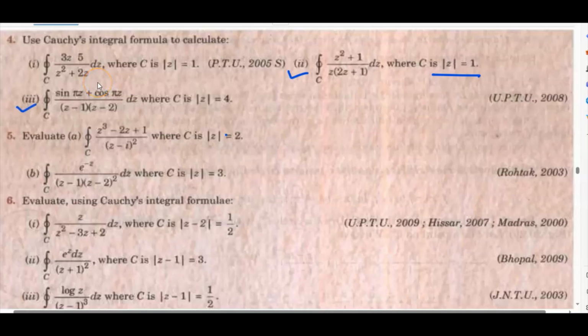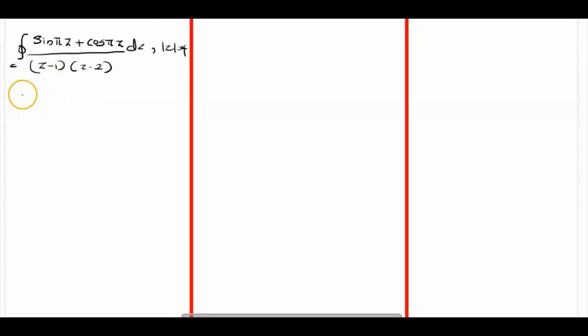Third question is integral over c of sin pi z plus cos pi z divided by (z minus 1) into (z minus 2), where mod z is equal to 4. Circle of radius 4. Here for this function z equal to 1 and z equal to 2 are singular points, and this is the region mod z equal to 4, means plus 4 to minus 4. 2 and 1 are inside the region. 1 and 2 inside the region. So these are the singular points.